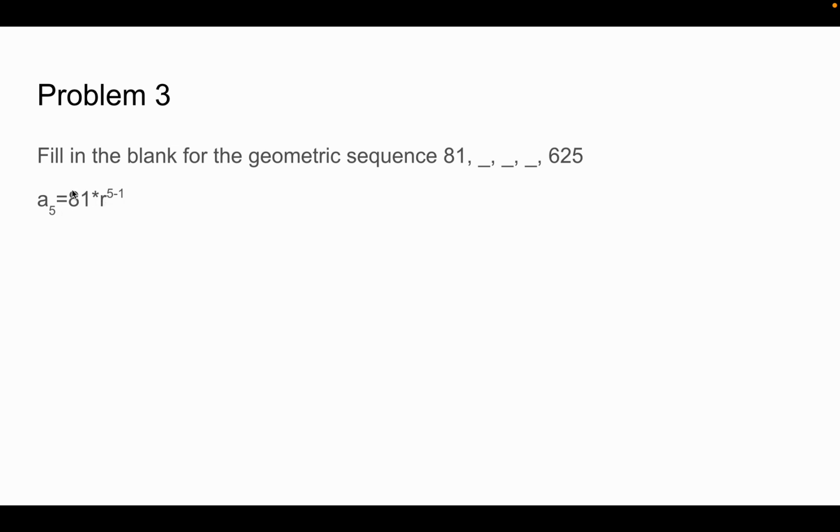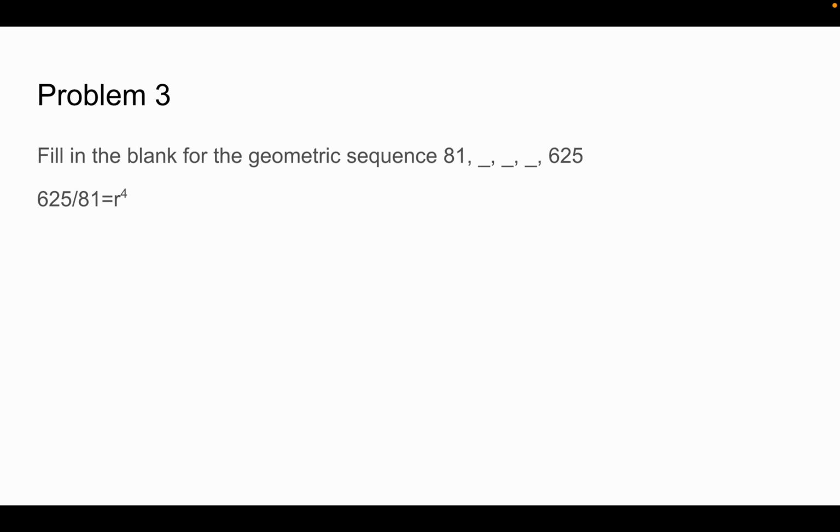And now we have A5, or 625, is equal to 81 times r to the 5 minus 1. We can just replace A5 with 625, and 5 minus 1 just becomes 4. And we can divide out, and we have that 625 over 81 is equal to r to the 4th.